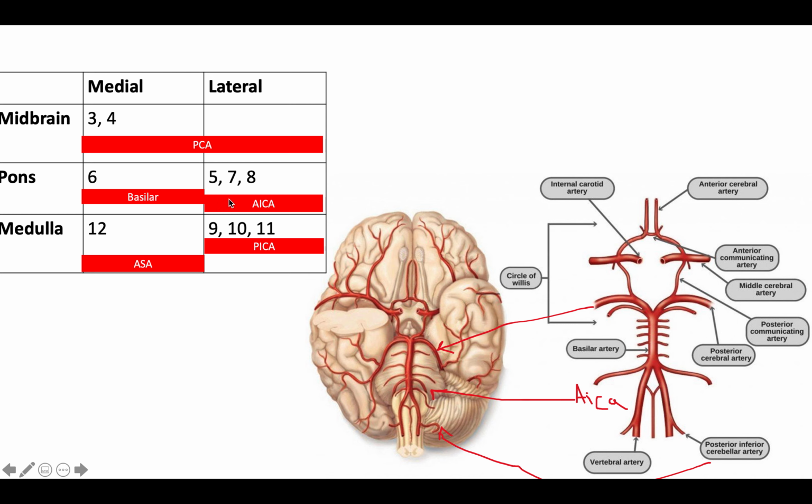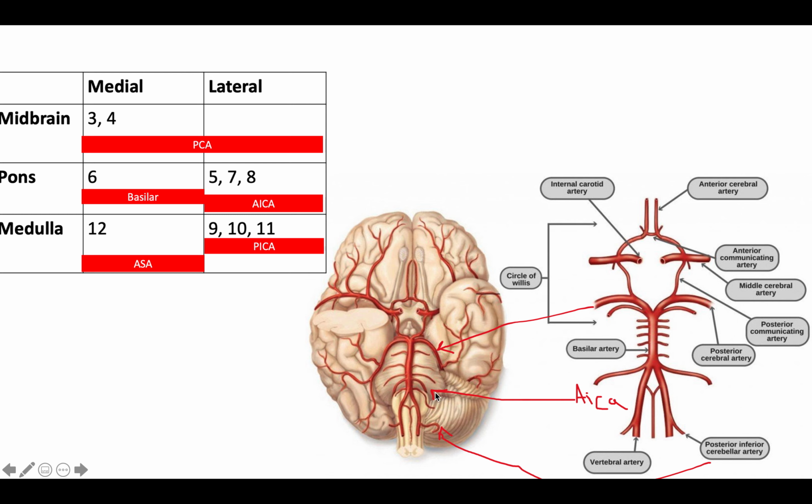For the lateral aspect of the pons, you have your ICA, which is going to be this little guy here. He's going to be getting the lateral aspect, versus the basilar, which is going to get medial. This guy's going to get the lateral pons.